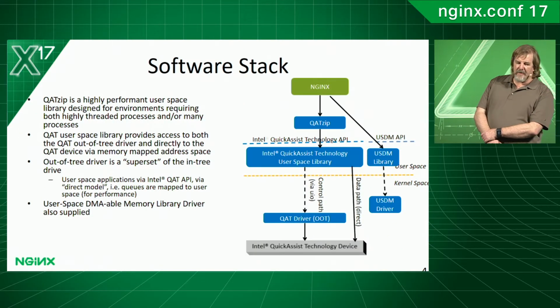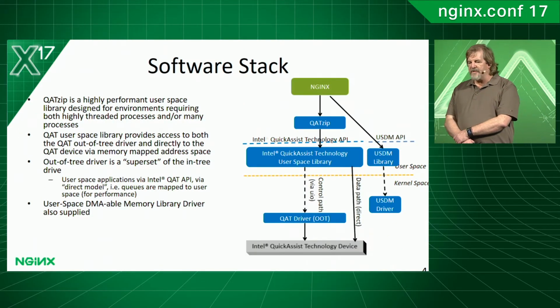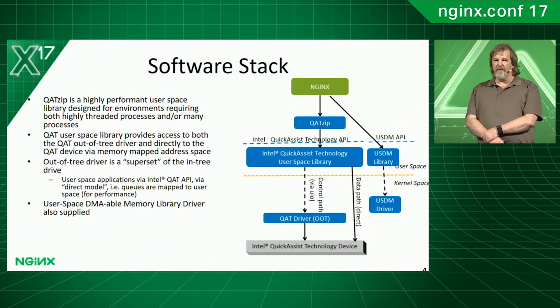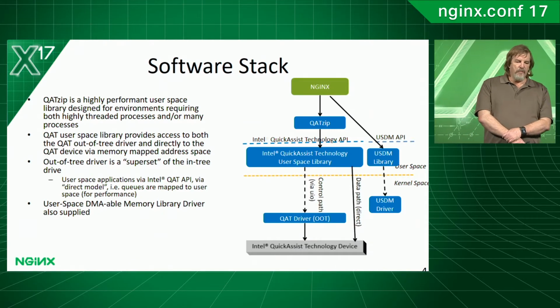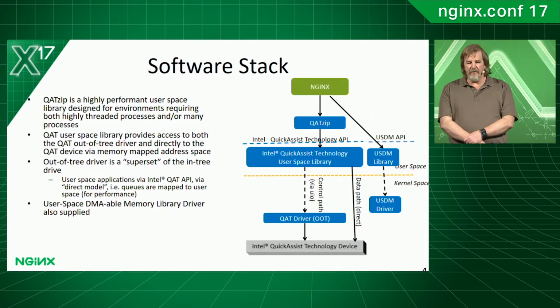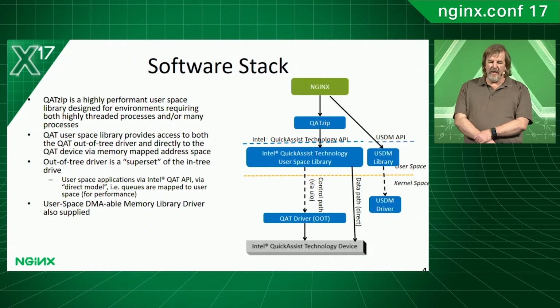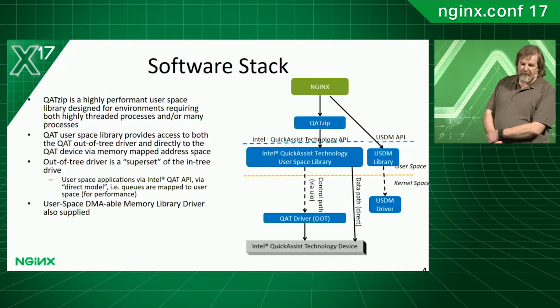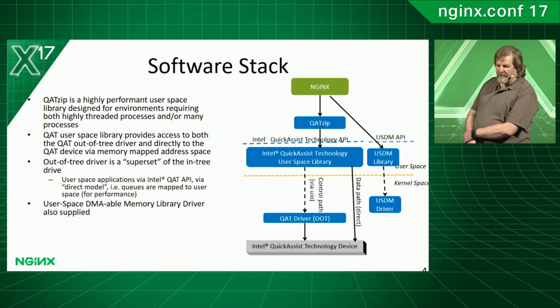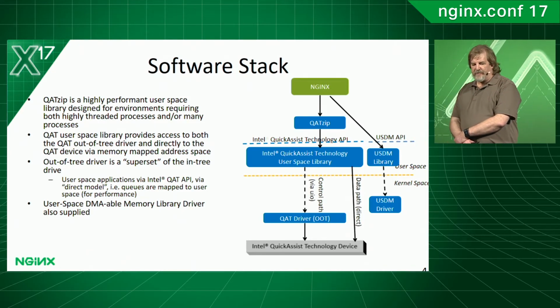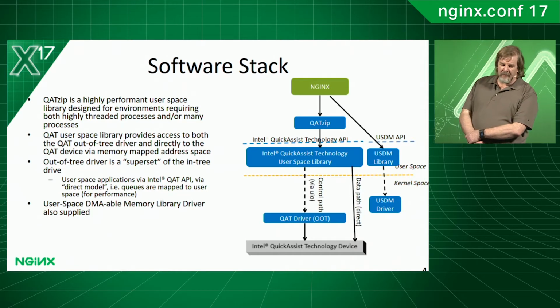So this is the software stack. This is a simplified software stack because the entire software stack looked really terrible on this slide. We're connecting with the NGINX through the QATzip library and through the USDM library. The QATzip uses the standard QuickAssist user space library, down to the driver for some control stuff, and down to the hardware.